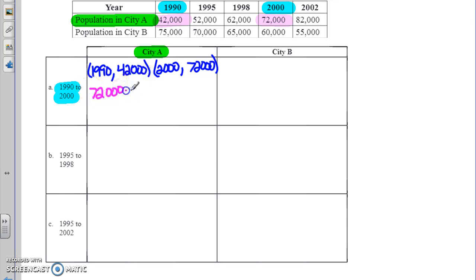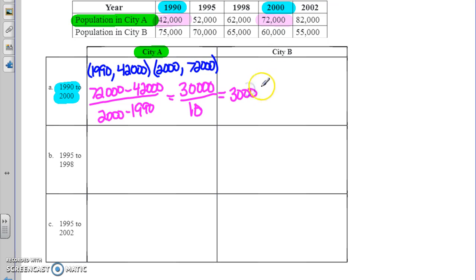72,000 minus 42,000 over 2000 minus 1990. 72,000 minus 42,000 is 30,000. 2000 minus 1990 is 10. And then 30,000 divided by 10 would be 3,000. And then my units of measure would be people per year, because population is made up of people. Okay, so that was all for City A.